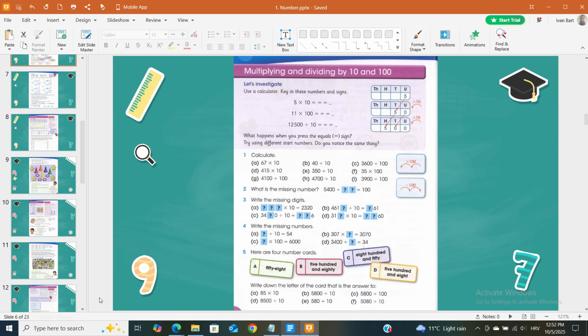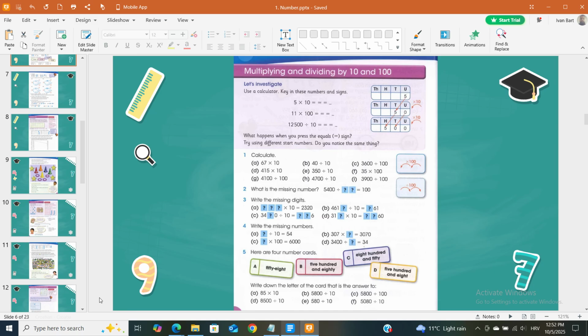(G) 4,100 divided by 100. (H) 4,700 divided by 10. (I) 3,900 divided by 100. 2. What is the missing number? 5,400 divided by ? equals 100.